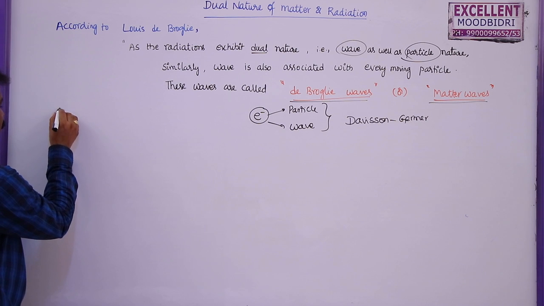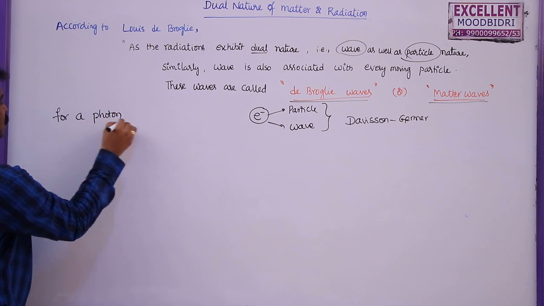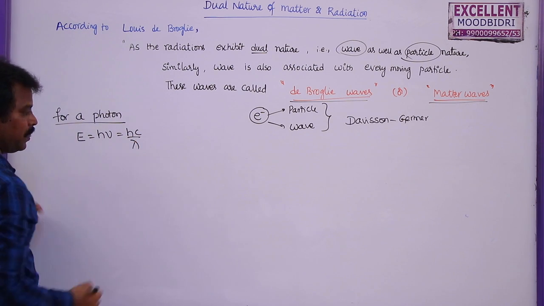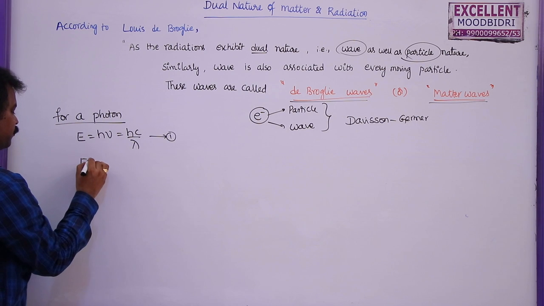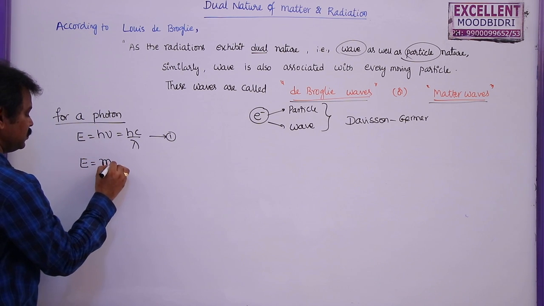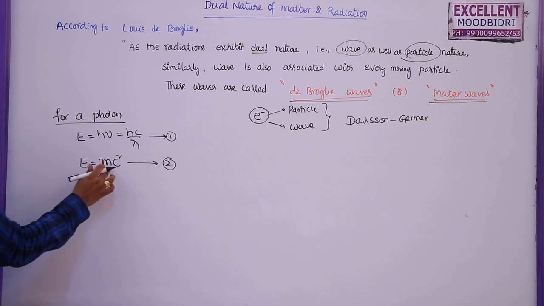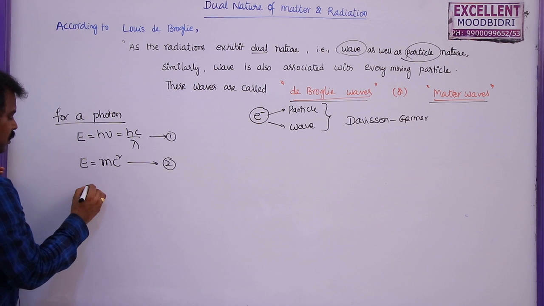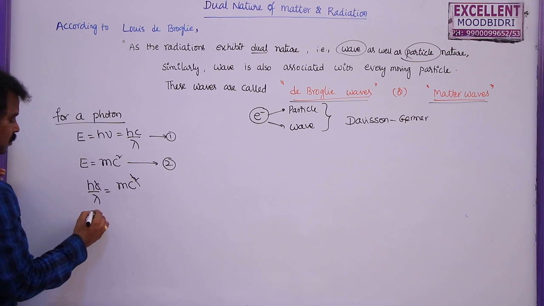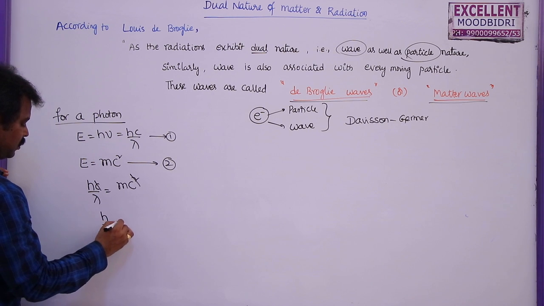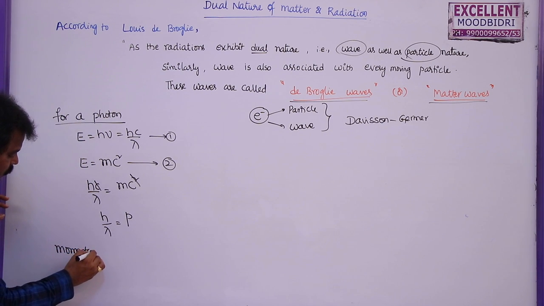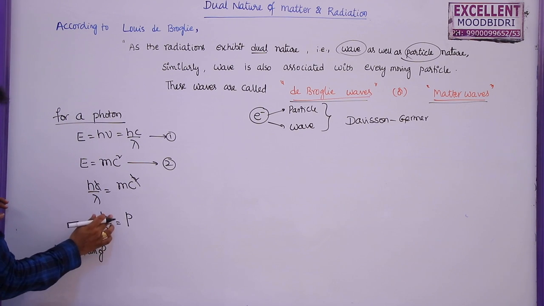Now, let us say for a photon, we know that energy is equal to h nu, which is equal to hc by lambda. This is equation 1. But the energy of any mass, the mass energy relation, gives that whenever a particle moves with the speed of light, the energy is given by mc square, the famous mass energy relation given by Einstein. From these two equations we can write hc by lambda is equal to mc square. The c and c get cancelled. So h by lambda is equal to mass into velocity, which is called momentum. So the momentum of a photon is h by lambda.